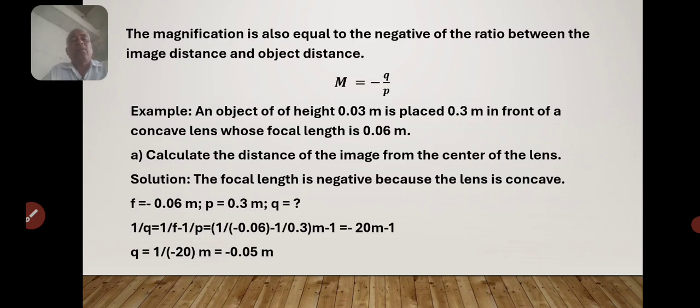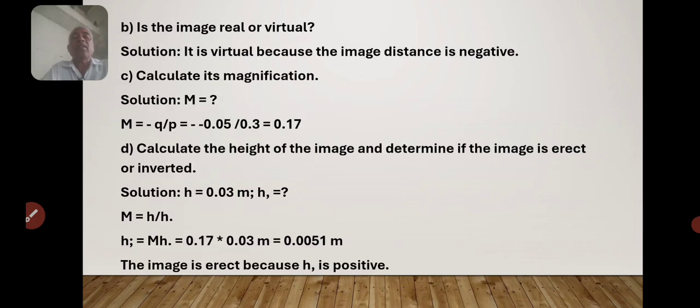Using this formula we have calculated the value of Q, that is the distance of the image, and it comes to be Q = -0.05 meter. Now the next question: is the image real or virtual? It is a virtual image because the image distance is negative.